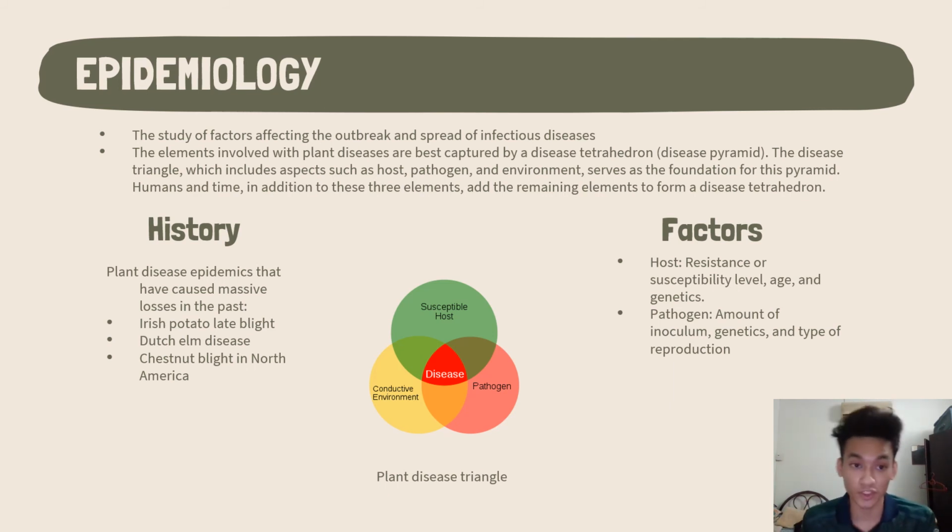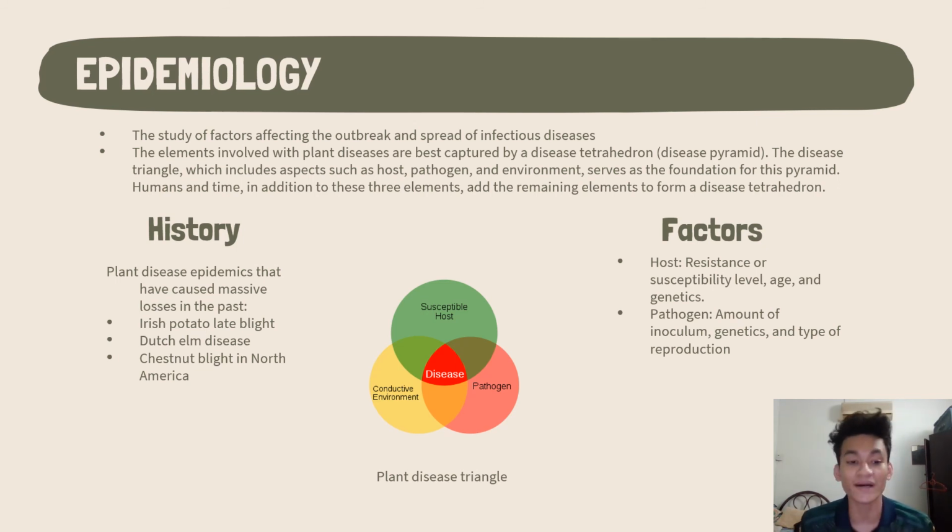Okay, next moving on to epidemiology. What is epidemiology? It is the study of factors affecting the outbreak and spread of infectious disease. The elements involved with plant disease are best captured by a disease pyramid. The disease pyramid includes aspects such as host, pathogen, and environment, which serve as the foundation of the pyramid. Humans and time, in addition to these three elements, add the remaining elements to form a disease pyramid.